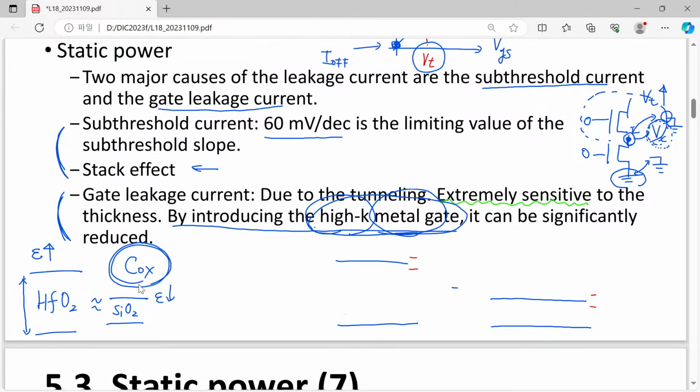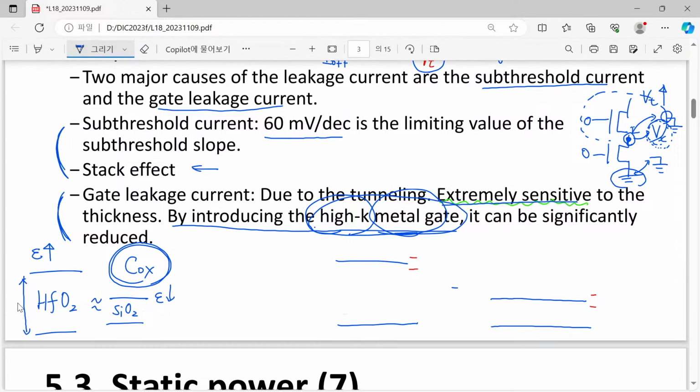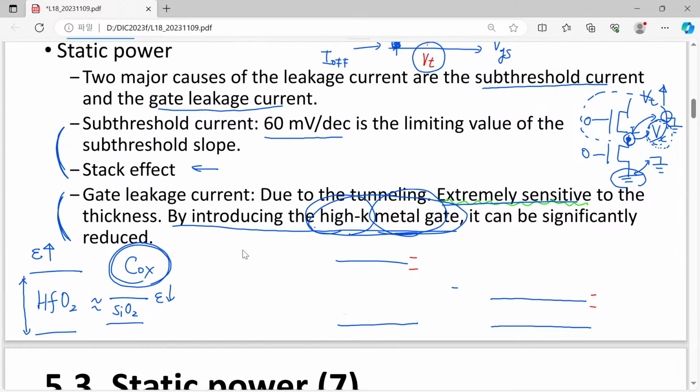So tunneling current once again is extremely sensitive to the thickness. So by increasing the thickness of this hafnium oxide layer, we can significantly reduce the gate leakage current. So that was the review of our previous lecture.